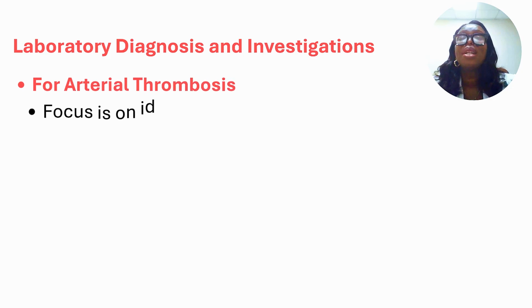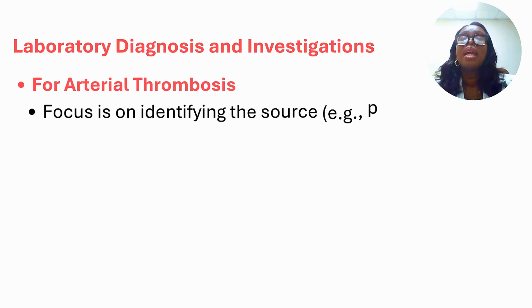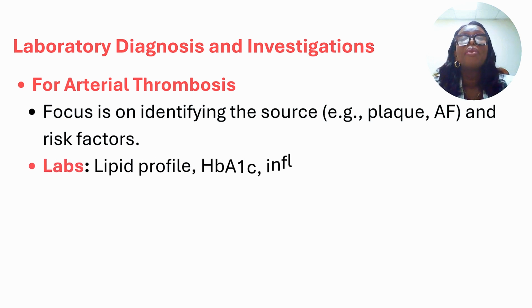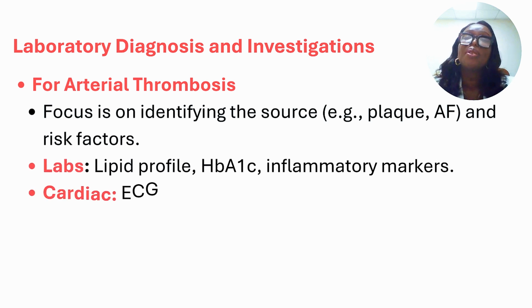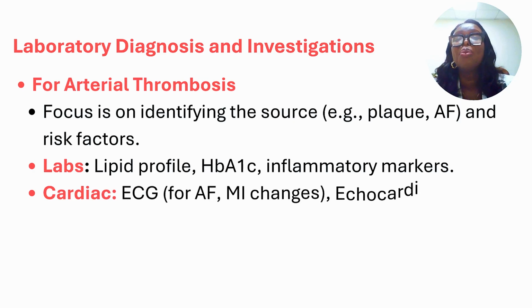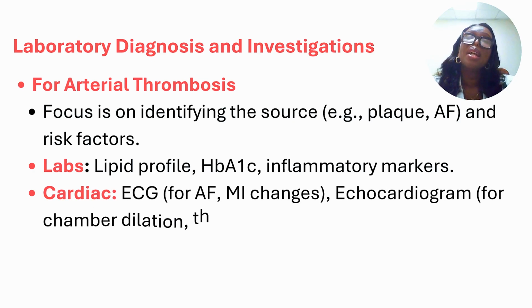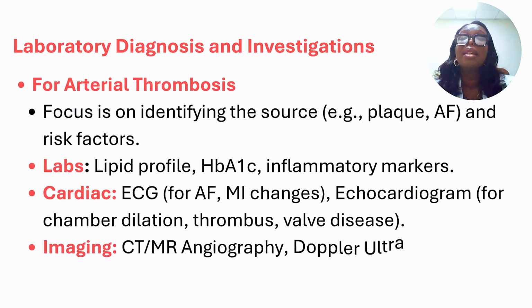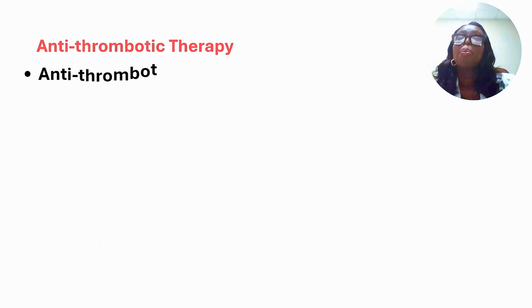For arterial thrombosis, the focus is on identifying the source, for example the plaque, and then the risk factors. The laboratory tests that should be done are lipid profile, glycosylated hemoglobin, inflammatory markers, and then ECG and cardiac markers, echocardiogram, and then the imaging: CT/MR angiography and Doppler ultrasound.